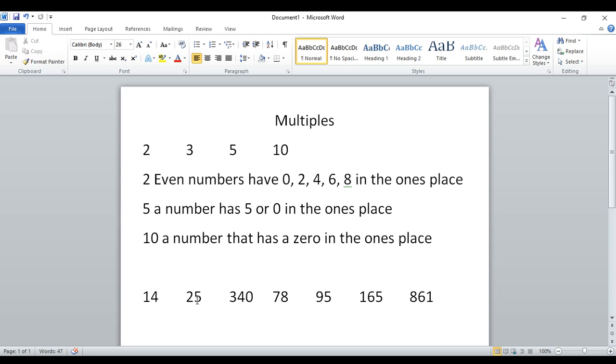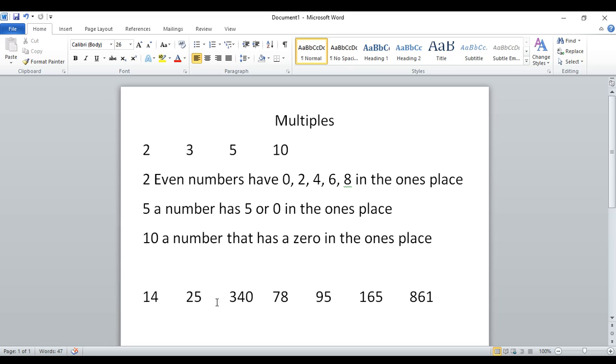Does not have a 0 in the ones place, so nope. 25 will not be a multiple of 10. What about 340? Will that be a multiple of 10? It does have a 0 in the ones place, so that will work.